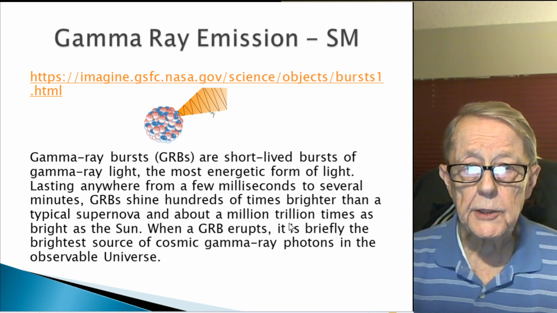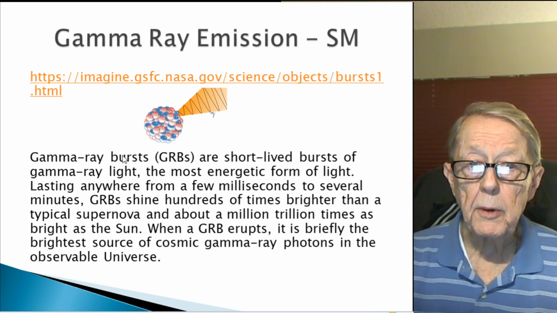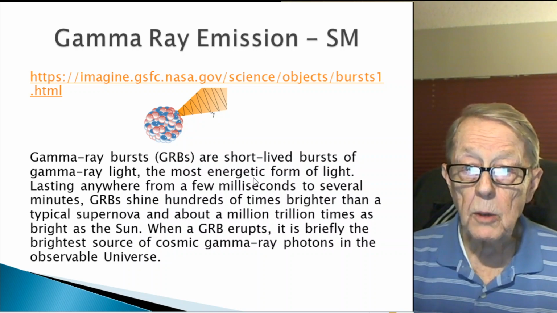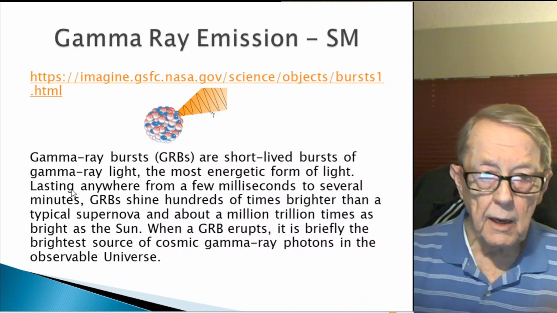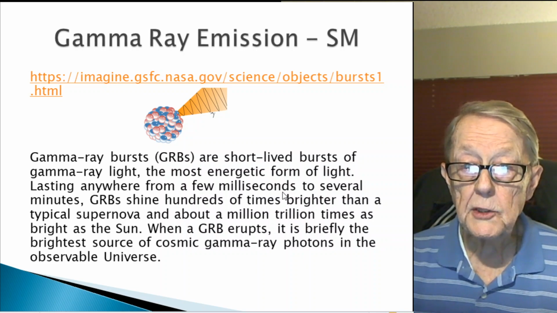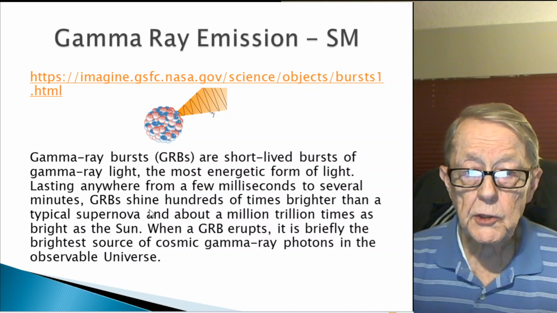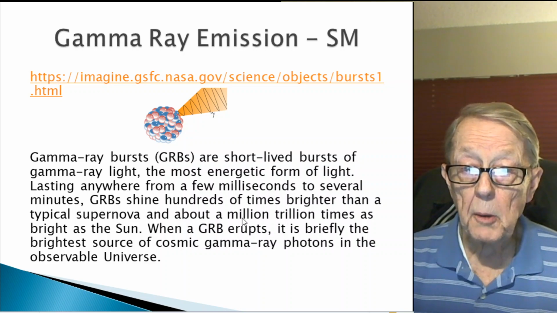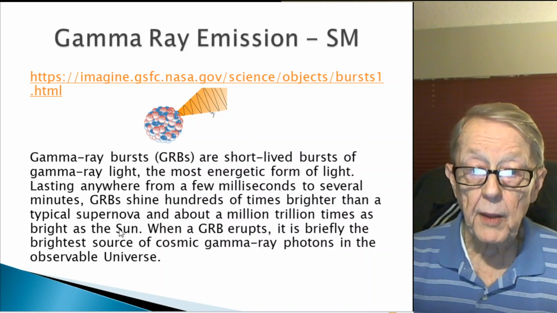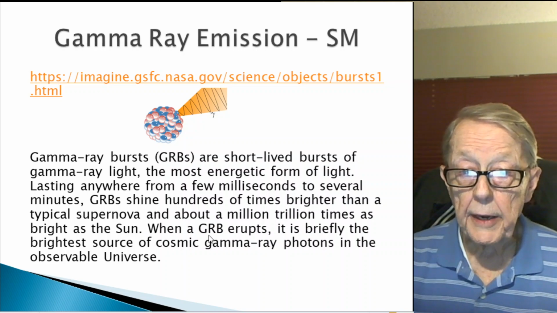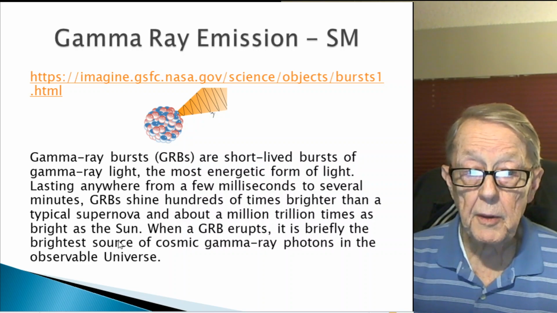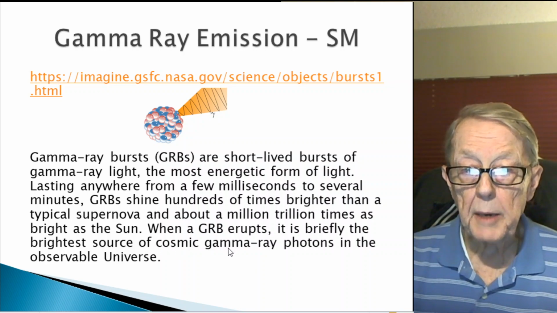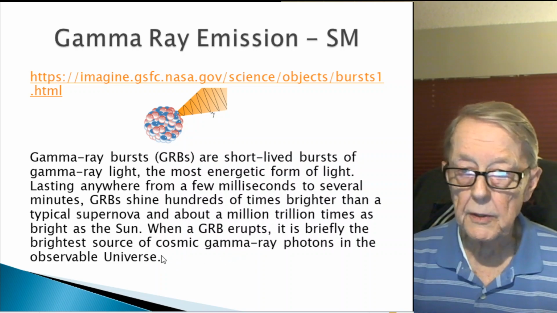So on to gamma radiation or emission by the standard model. Gamma ray bursts are short-lived bursts of gamma ray light, the most energetic form of light, lasting anywhere from a few milliseconds to several minutes. Gamma ray bursts shine hundreds of times brighter than a typical supernova, and about 1,000,000 trillion times as bright as the sun. When a gamma ray burst erupts, it is briefly the brightest source of cosmic gamma ray photons in the observable universe.